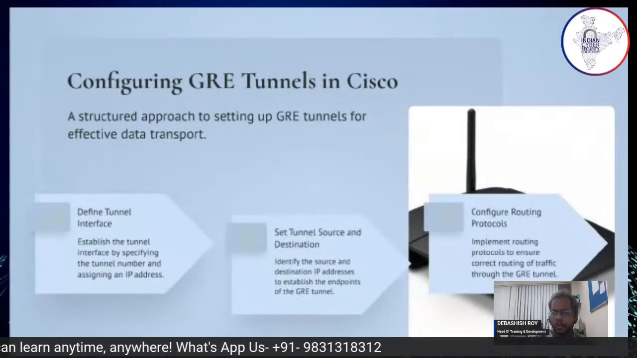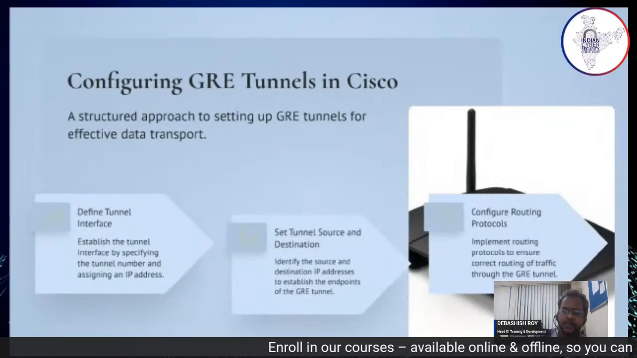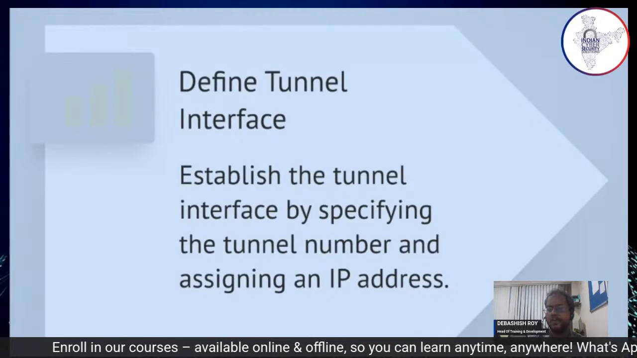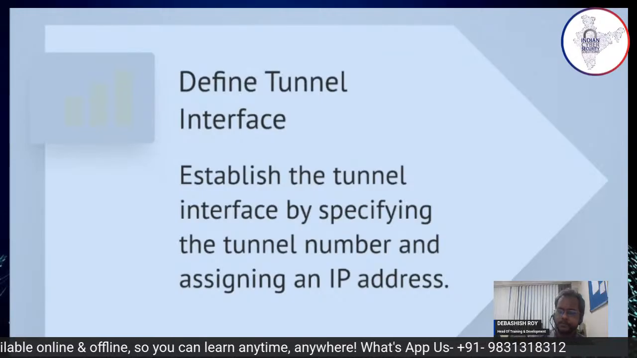So how do we configure GRE tunnels in the Cisco environment? We'll definitely configure it in a while. First, we have to define the tunnel interface. That is the first step. Establish the tunnel interface by specifying the tunnel number and assigning an IP address to it.